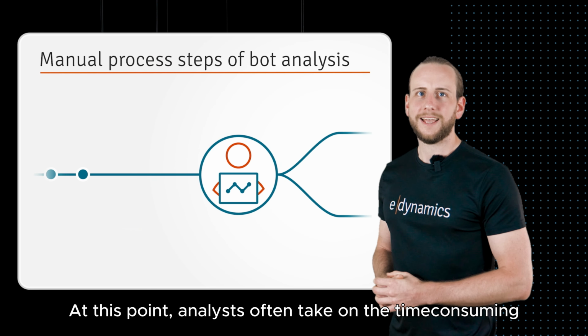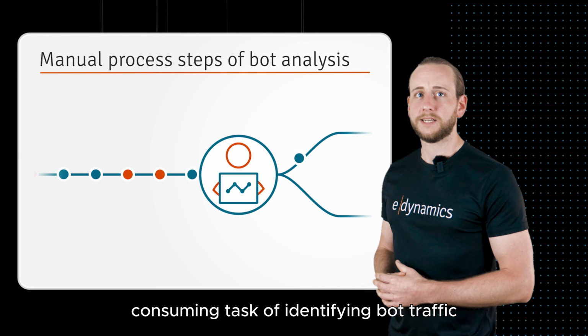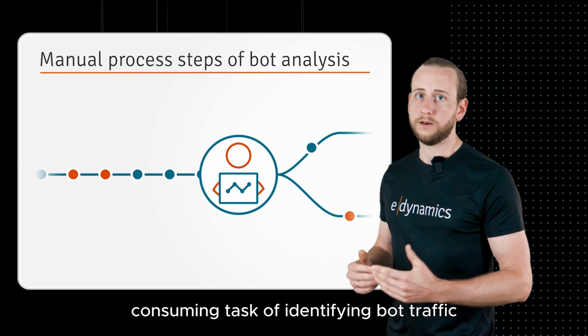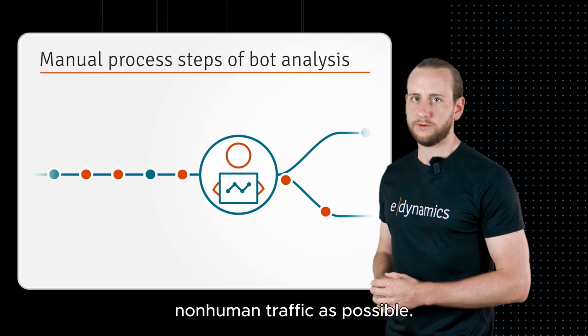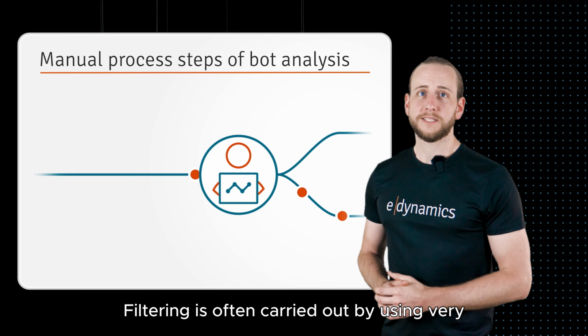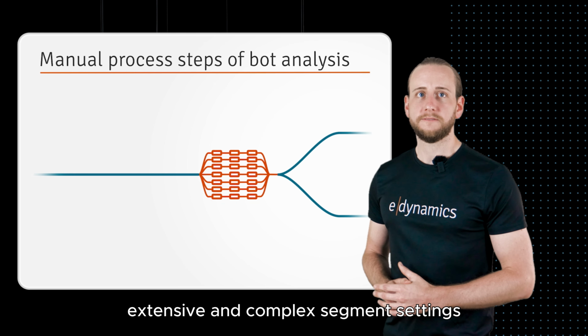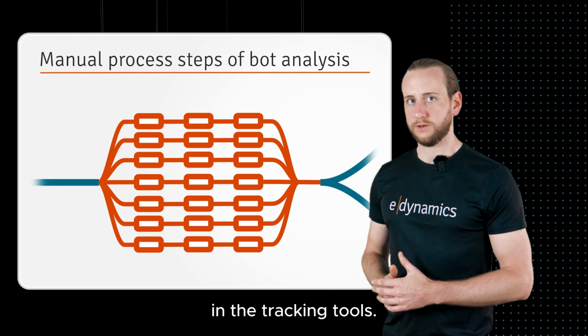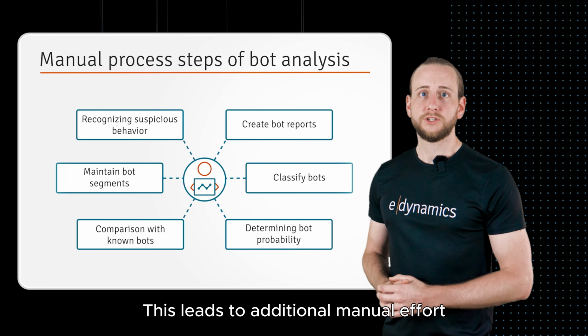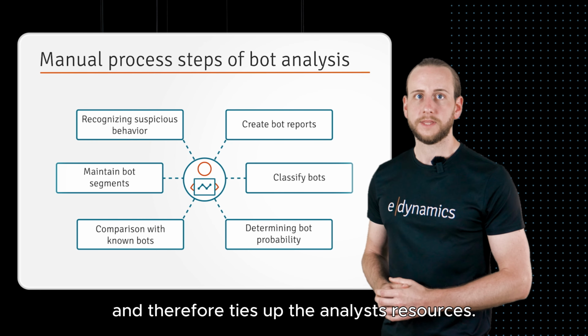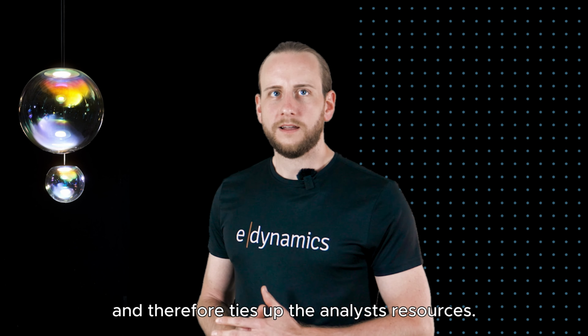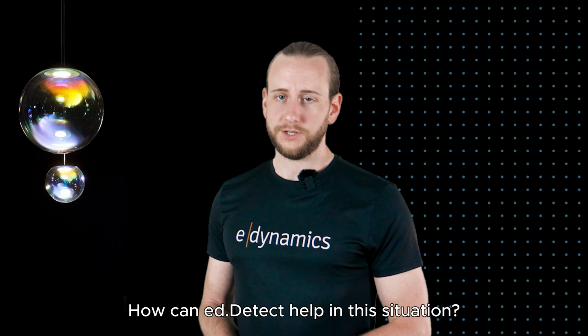At this point, analysts often take on the time-consuming task of identifying bot traffic in order to filter out as much non-human traffic as possible. Filtering is often carried out by using very extensive and complex segment settings in the tracking tools. This leads to additional manual effort and therefore ties up the analyst resources. How can ed.Detect help in this situation?